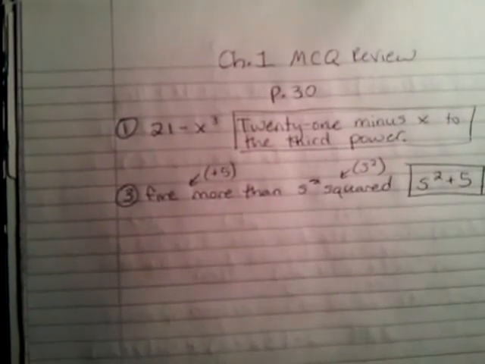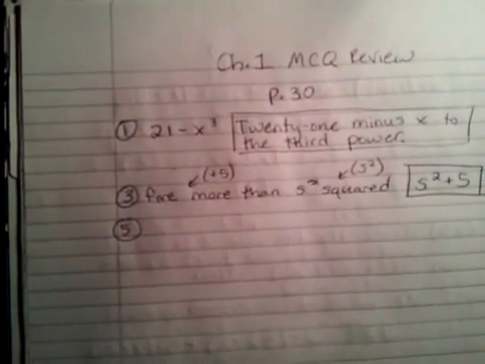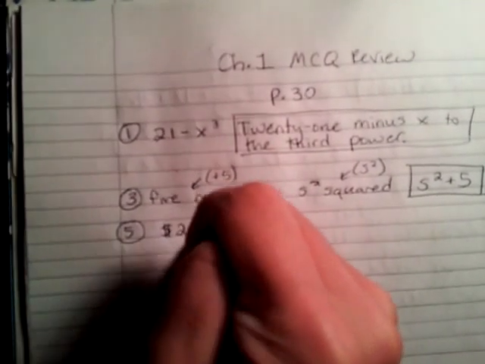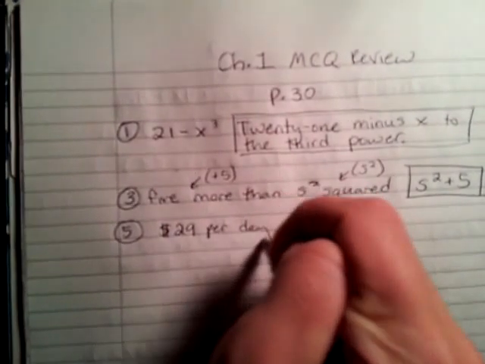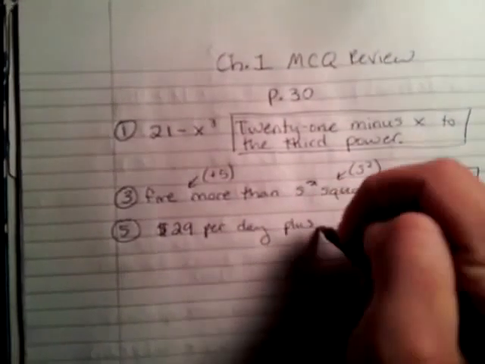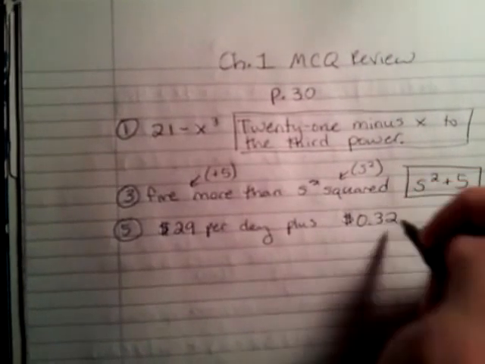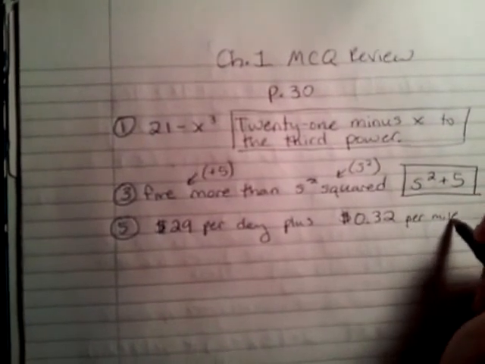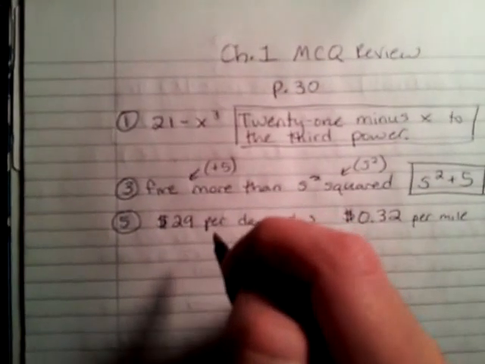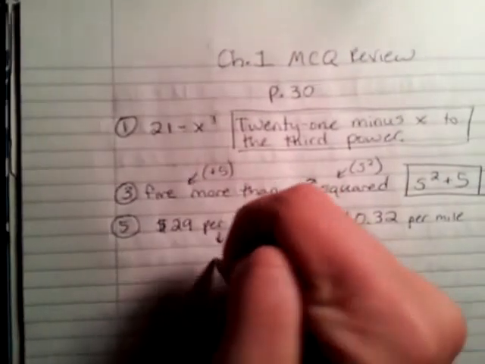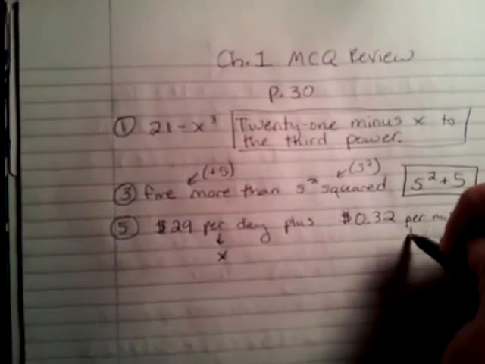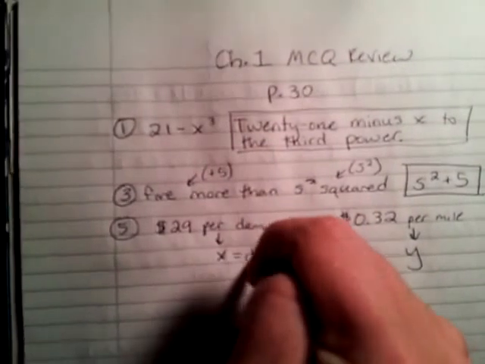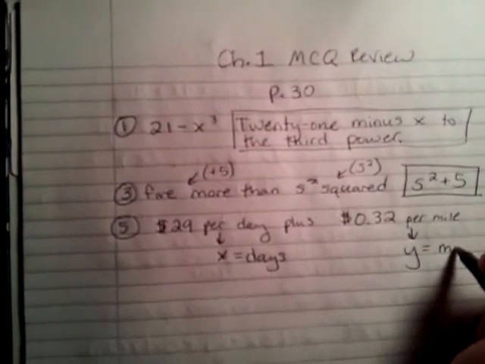Now, there's a car rental one. I think these are frequently the most difficult, so I'll get you started on that one. The XYZ Car Rental Agency charges a flat rate of $29 per day plus 32 cents per mile that you drive. We need to write an algebraic expression for the total cost of a rental car that is driven for X days, and it is in total driven for Y miles. So X equals days, and Y equals miles.